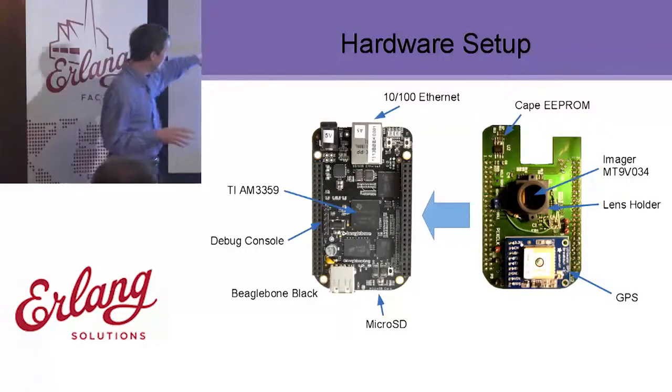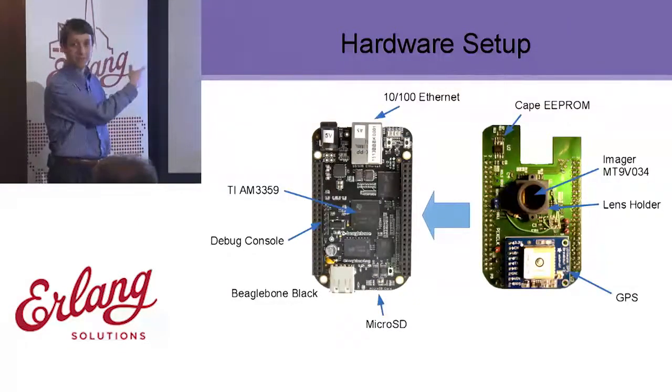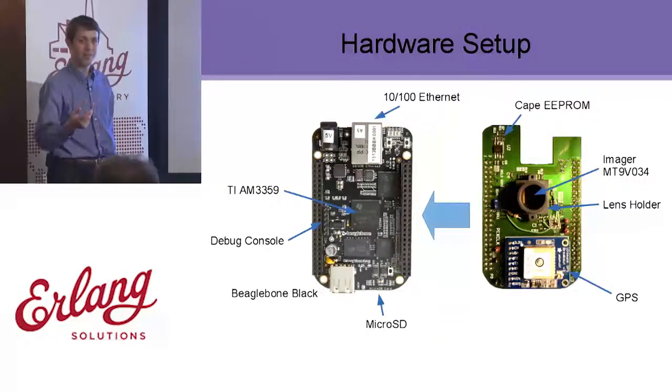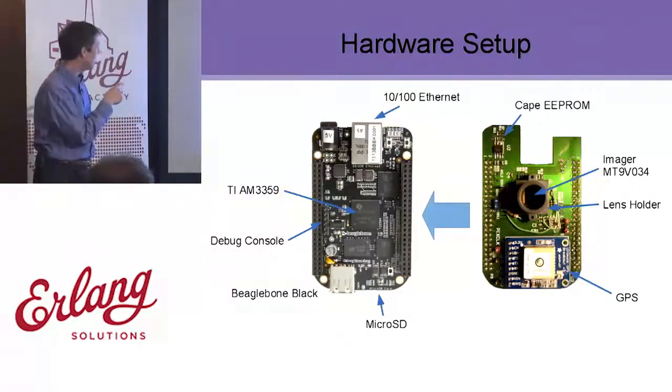So the main thing on the BeagleBone is the big square in the middle, which is the main processor on it. It's an ARM processor. It has a couple of microcontrollers in it that are really useful for hard real-time things. And when you're working on a camera, there are hard real-time things. So this is actually kind of a cool processor because of that.